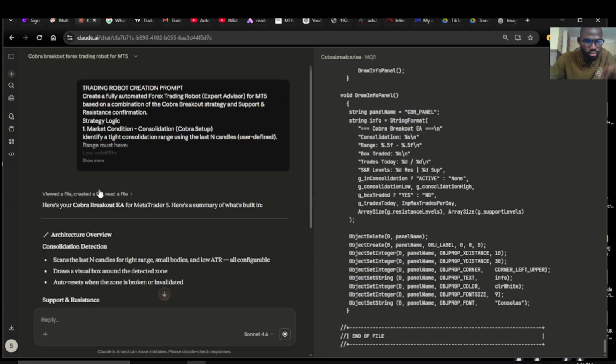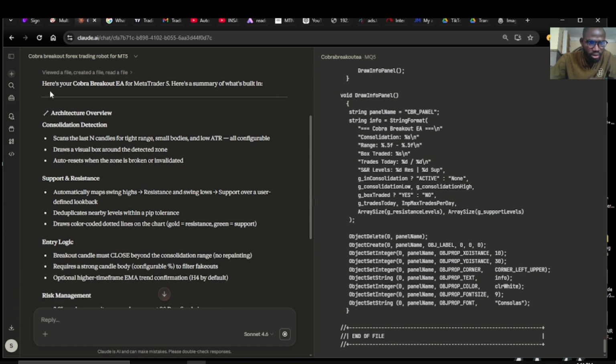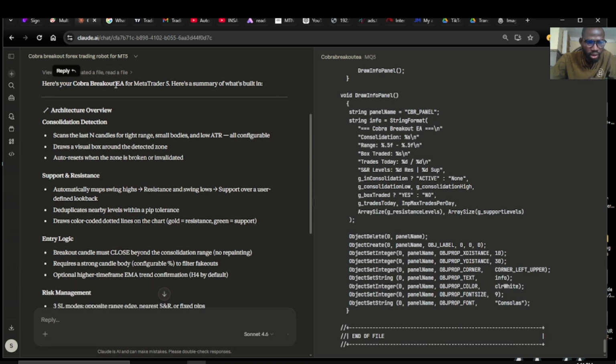All right, so the AI is done generating the code. Here is a Cobra breakout EA for MT5. So here's a summary of what's built in. It says it scans the last number of candles for tight range and small bodies with low ATR. So it scans for when the market is ranging, when there's no volume in the market. That's what it means.